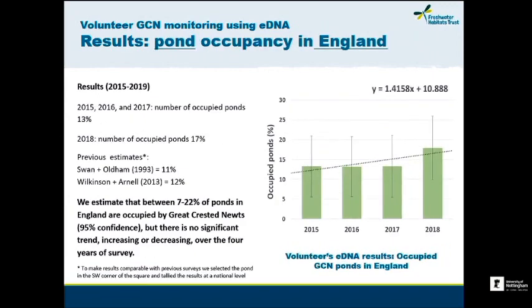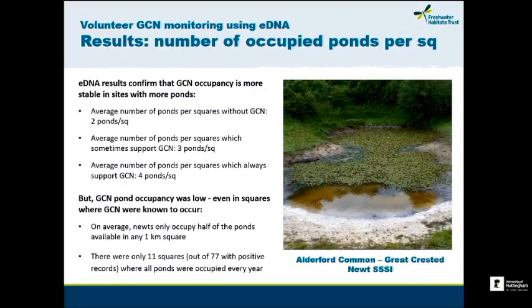Similarly, we're seeing between 7 and 22% of ponds across England as a whole are occupied. Interestingly, the squares without occupancy tend to have lower pond density than the squares which are occupied, but it's very rare to have squares which have complete occupancy, if that makes sense. So it's very rare to have all the ponds within a grid square occupied by great crested newts.